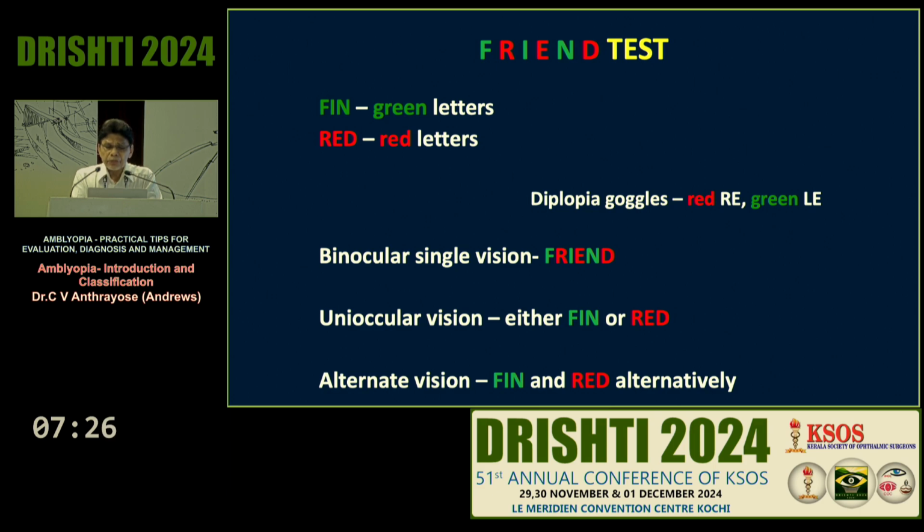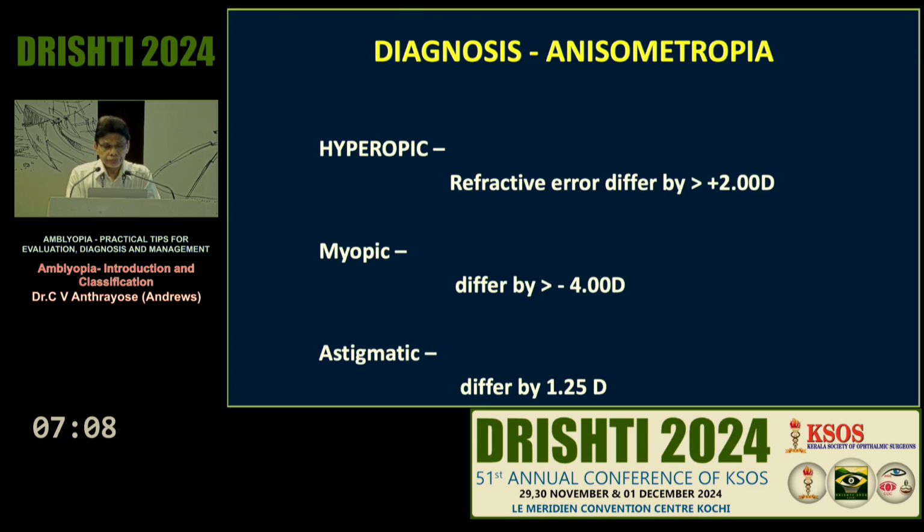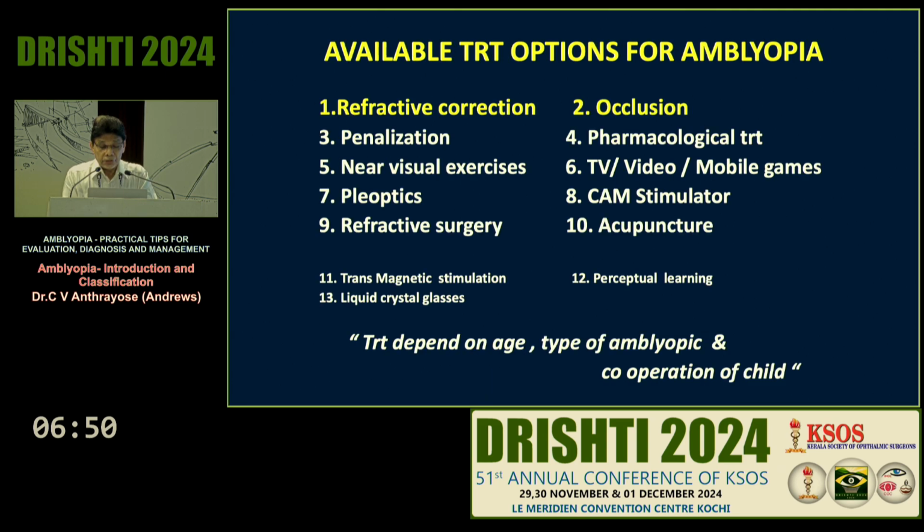For the Worth four-dot test, you keep the diplopia goggles, red in front of the right eye and green in front of the left eye. With binocular single vision, the child will read four. In uniocular vision, the child will read either five or two, that is, green or red. In alternate vision, the child will read five or two alternately. To make a diagnosis of amblyopia due to anisometropia, the hypermetropic refractive error difference should be more than 2 diopter, the myopic refractive error difference more than 4 diopter, and the astigmatic refractive error difference more than 1.25 diopter.